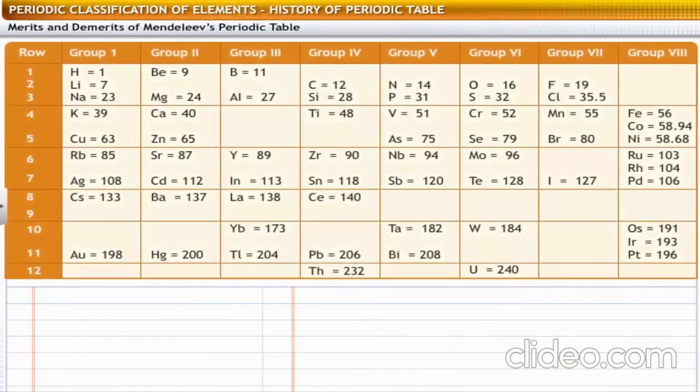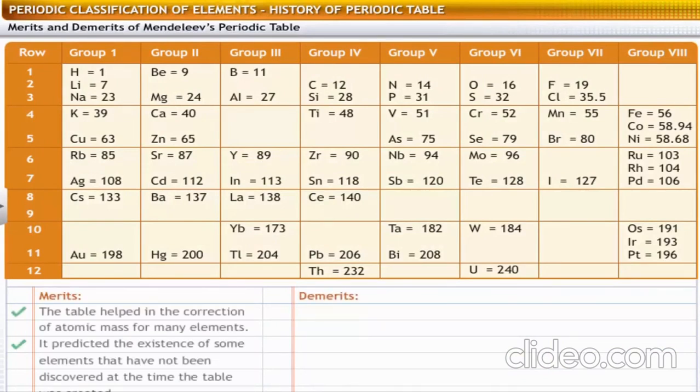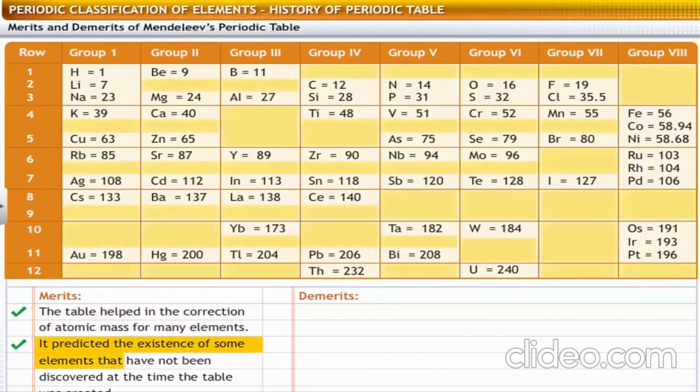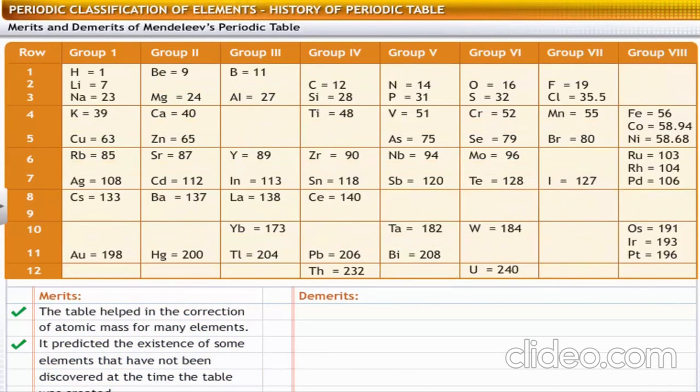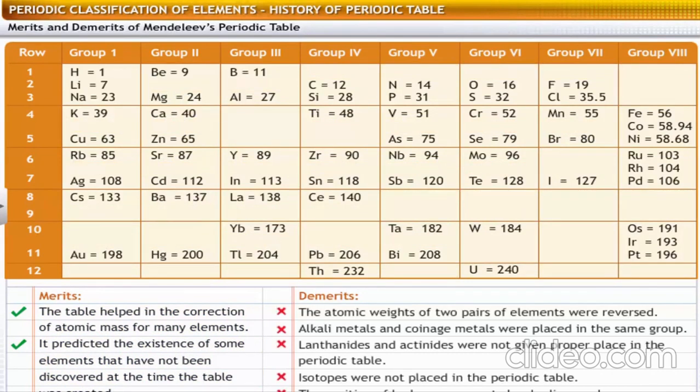Like other attempts at classification of elements, Mendeleev's periodic table also had some merits and demerits. Let's take a look at the merits first. The table helped in the correction of atomic mass for many elements. It predicted the existence of some elements that had not been discovered at the time the table was created. Because of its merits, the periodic table is widely accepted as a system of classification. However, it did not achieve complete success because of some demerits.